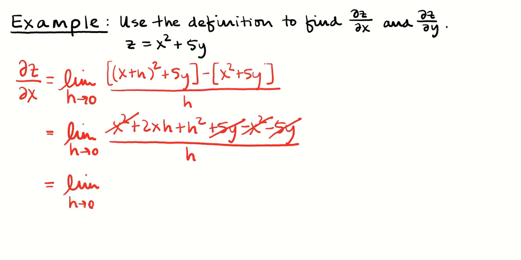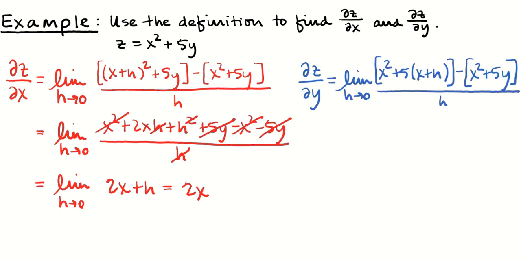the limit as h approaches 0 of 2 times x times h plus h squared. Both of those have a factor of h in them, and I could cancel that with the 1 power in the denominator. So I'd be taking the limit of 2x plus h as h goes to 0. Well, that's just going to be 2x. And then if I wanted to take dz/dy, I'd set it up with the limit definition.